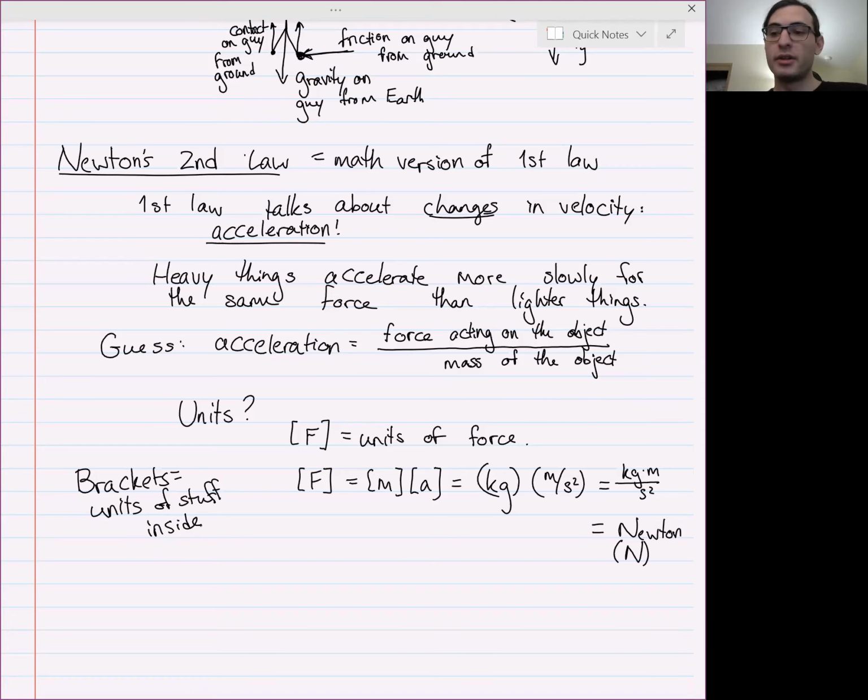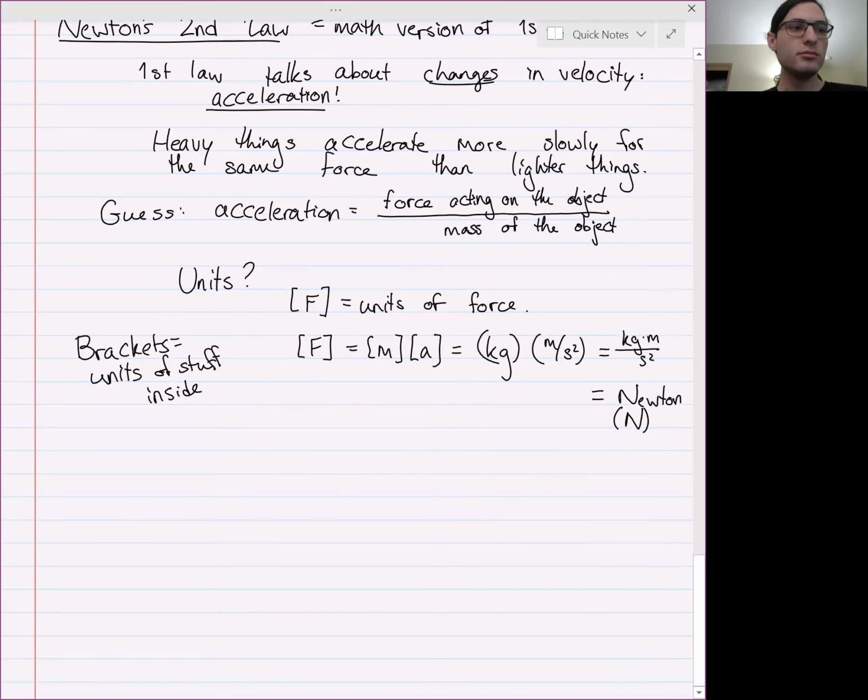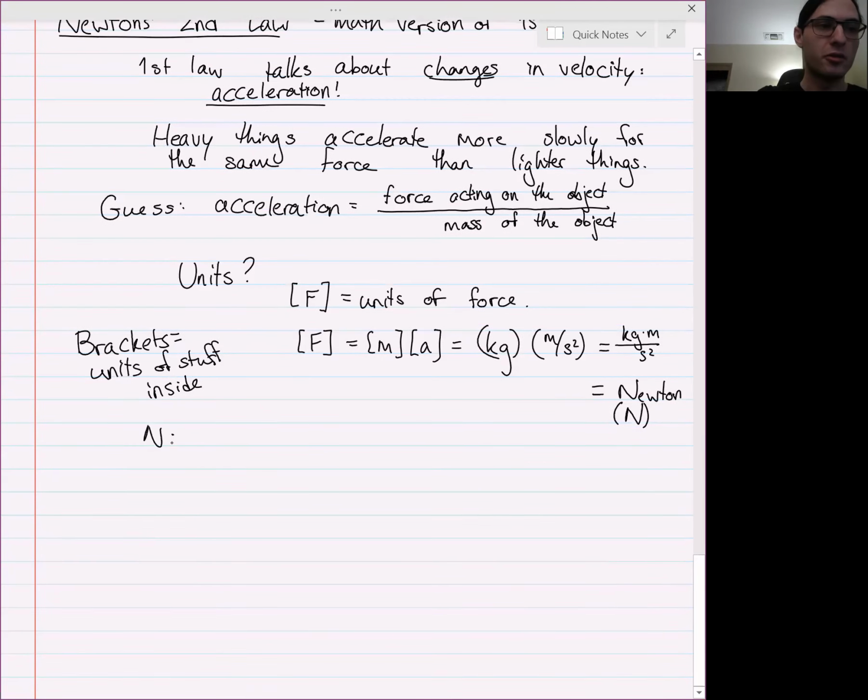Now, there's a quick note to be made. Both the force and the acceleration are vectors.